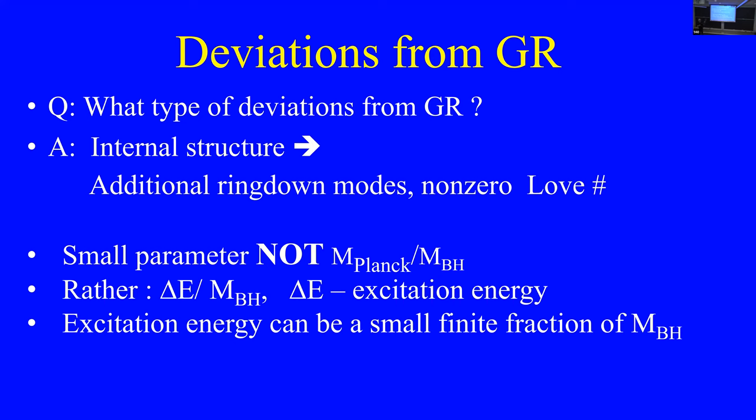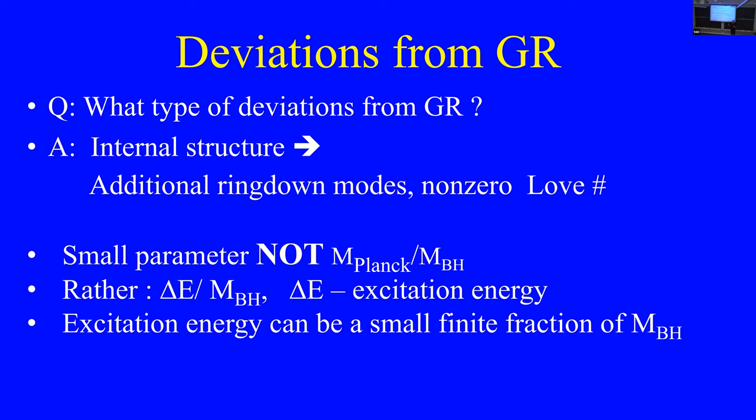But what I argue is that the small parameter that is relevant for deviations from GR is actually the amount of excitation energy. I view the black hole, not the extreme black hole, as the ground state. It gets excited, for example, during a black hole merger, or in an in-spiral phase, when there is an external field that acts on it. And the small parameter that determines the deviations is the amount of excitation.